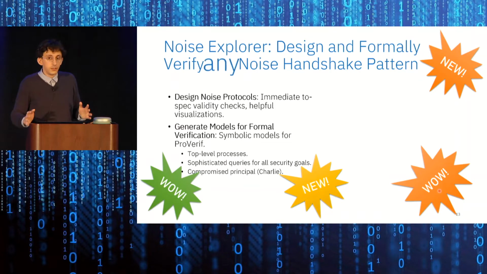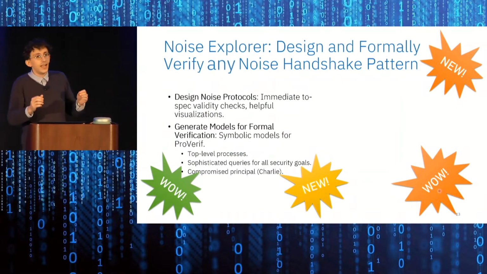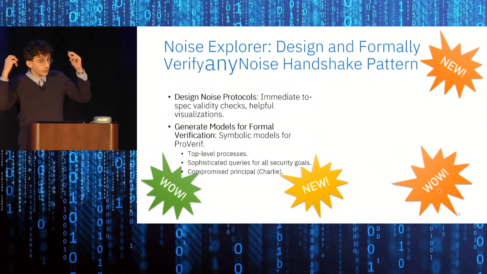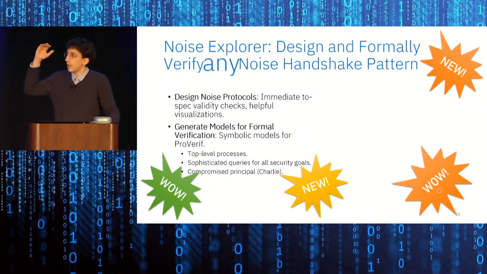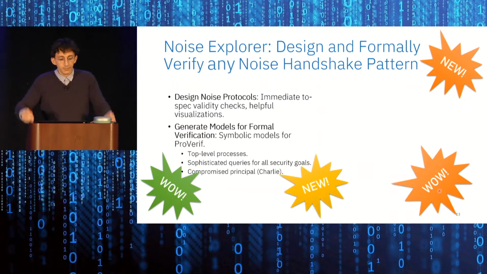So you can enter any description for any noise handshake pattern, and you can immediately from there obtain a formal verification model, and you can just get the answer to the security queries. Does this achieve authentication grade 1, 2, 3, 4? Does this achieve confidentiality grade 1, 2, 3, 4, 5? Immediately. Well, after running the formal verification model, which in many cases is not very immediate, but you get the point.